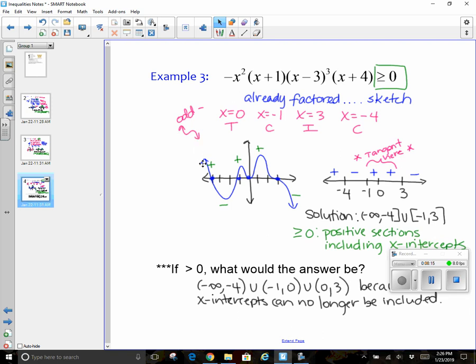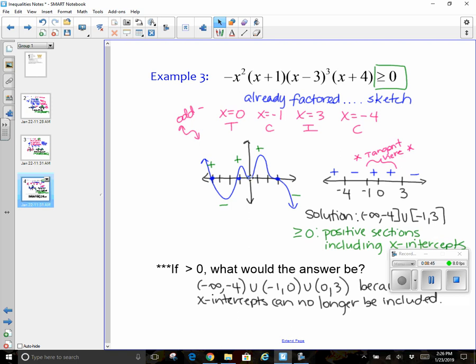And so you're able to do your sketch. It crosses at -4, crosses at -1. It's tangent at the origin and an inflection at 3. So when you come over here to your sign chart, you're just labeling the x-intercepts. The part of the graph to the left of -4 is above the x-axis, so that's a positive section. The part of the graph between -4 and -1 is below the x-axis, so that's a negative section.